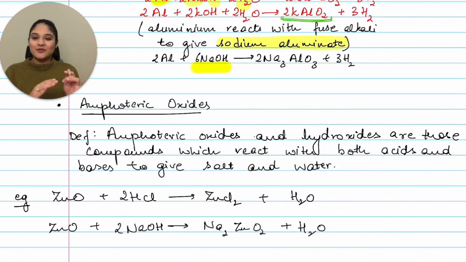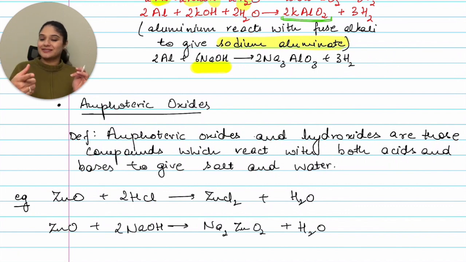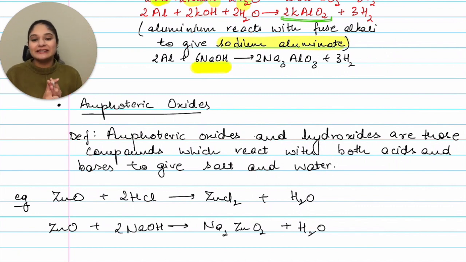Okay, so amphoteric oxides have a dual nature. If they see an acid, they start behaving like a base. If they see a base, they start behaving like an acid. So such oxides are known as amphoteric oxides. Let's look at the definition. The definition says amphoteric oxides and hydroxides are those compounds which react with both acids and bases to give salt and water. Okay, so this is what your amphoteric oxide definition says.